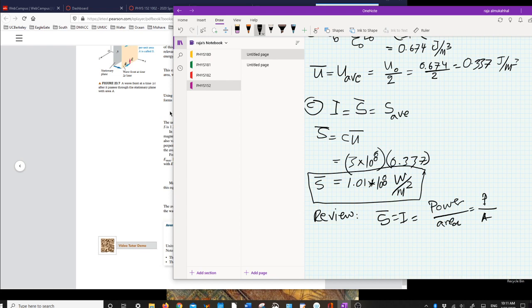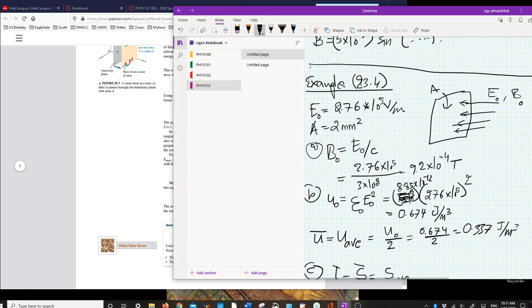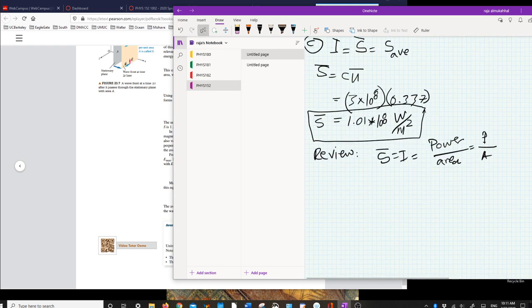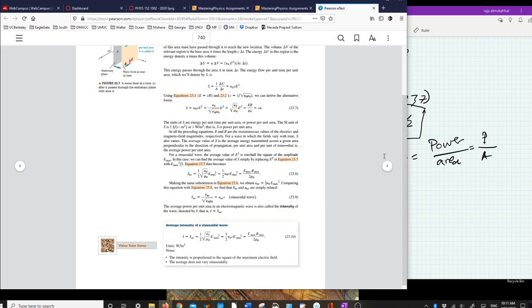So this A can sometimes be the surface area of the sphere, the spherical wave, or it can be the area of a laser beam, like the example we just had right here. So this would be the area right here. It's not a sphere or anything like that. So it depends on the nature of the problem. Okay, let's go to the next topic.